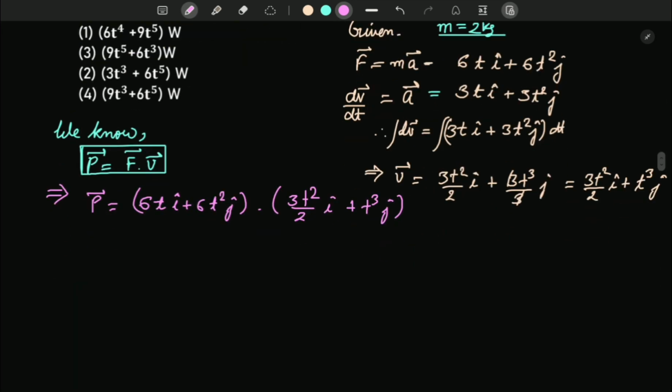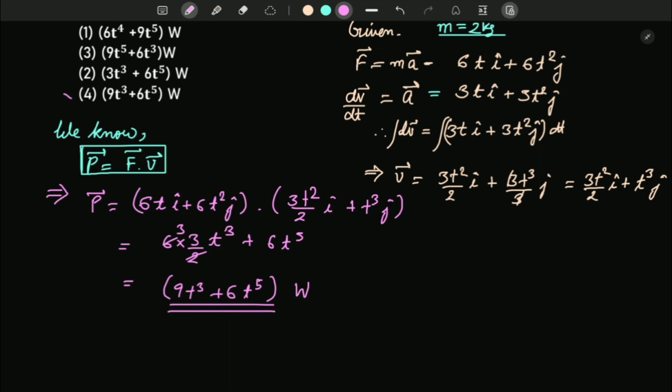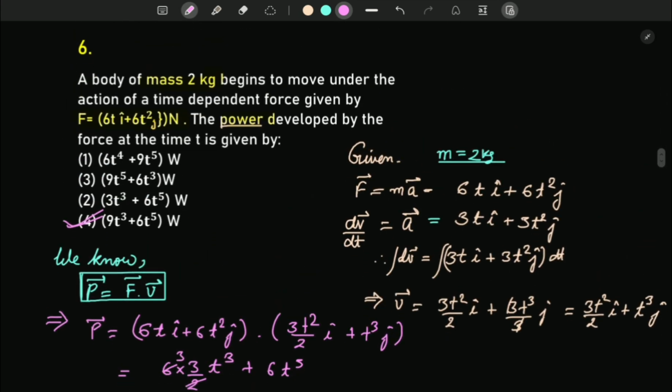Now the dot product will result in 6 into 3 by 2 t to the power 3 plus 6 t to the power 5. So ultimately I will get 9t cube plus 6t to the power 5, and this is in watt. Unit of power is watt. So going to the options, I can see option 4 is 9t cube plus 6t5. So this is the right answer to this question.